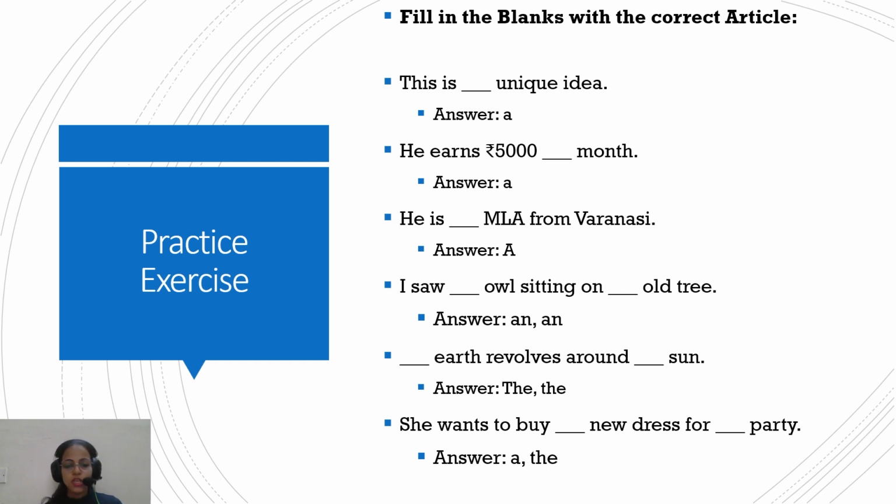Very specific. She wants to buy dash new dress for dash party. She wants to buy a new dress for the party because when we are saying dress, we are not specific about which dress. So we are going to go shop for a new dress, some new dress. But for the party, because there is one party that she has been invited to, where she'll be going. So when we're talking about the party, the party, and when we're talking about the dress, a new dress. So she wants to buy a new dress for the party.